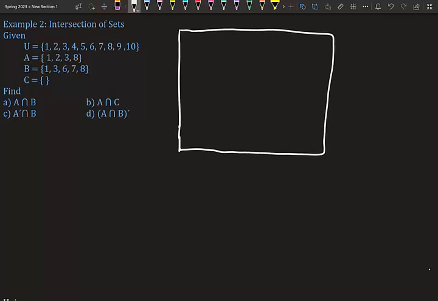So we start off with a box and we name it the universal set. Now we have 3 sets. We have set A. We have set B. And we have set C.